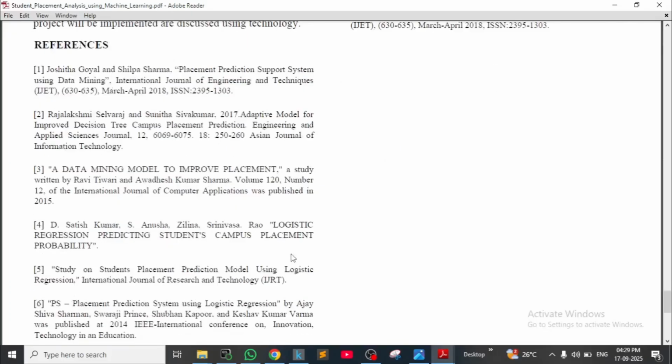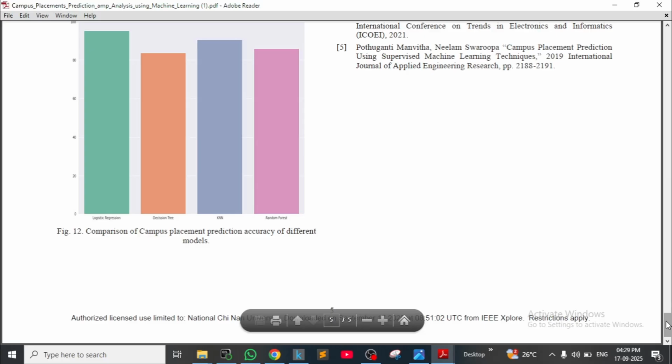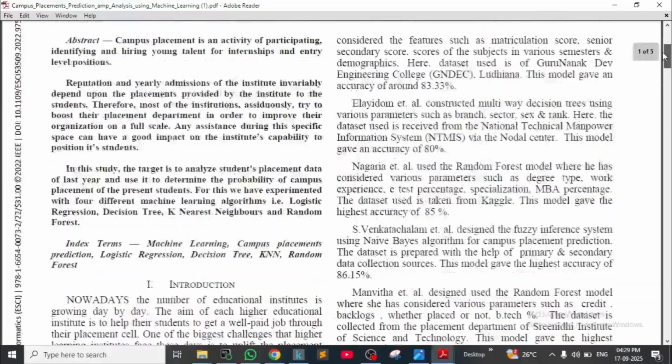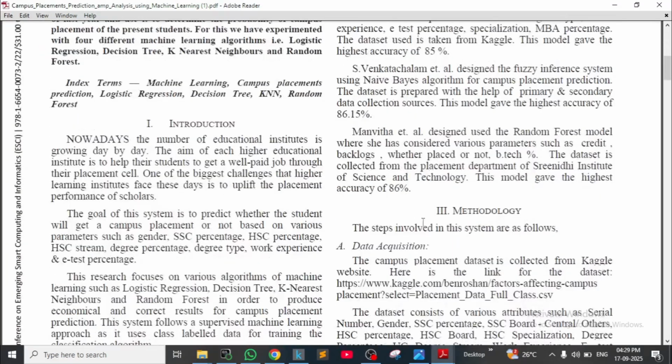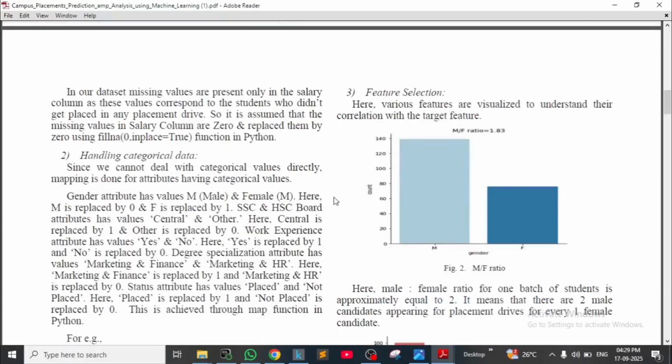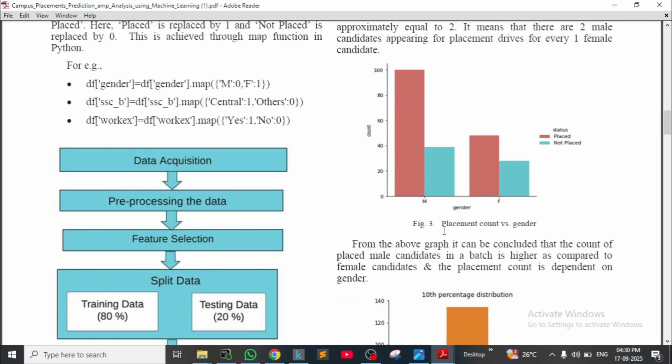Okay. Now coming to another research paper which I have shown already. Some key important points we will discuss in this also. Campus placement prediction and analyzing using machine learning. Introduction, methodology, literature survey. See this, they have feature selection like this. They gave a graph for better understanding, and placement count versus gender, like this, how much placement has been done with respect to the students.